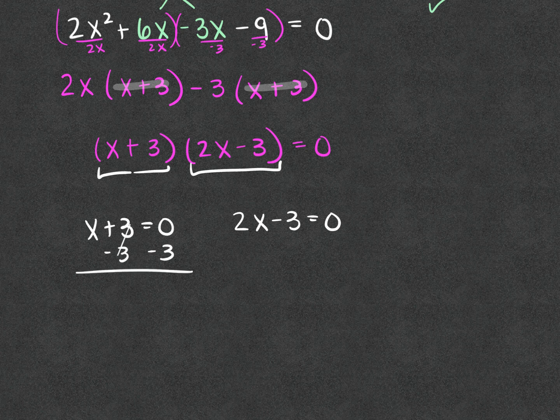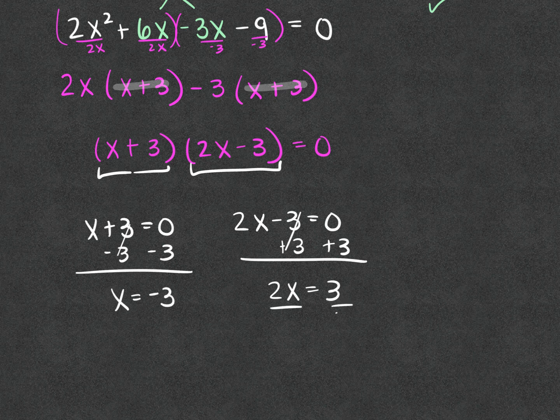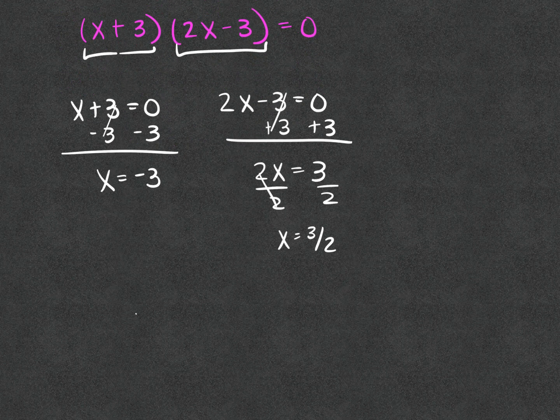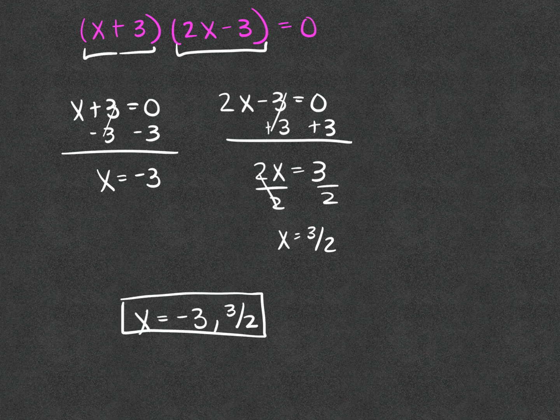I'm going to subtract 3. This one will add 3. And then divide both sides by 2. And we get 3 halves. So my answer is negative 3 and 3 halves. That's it.